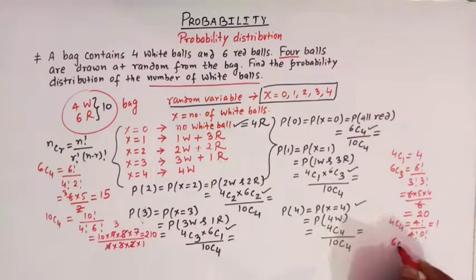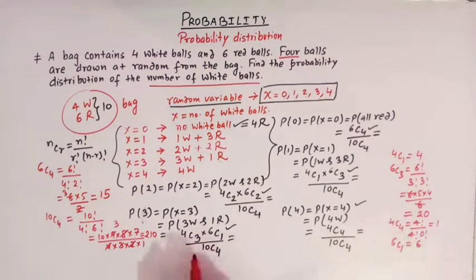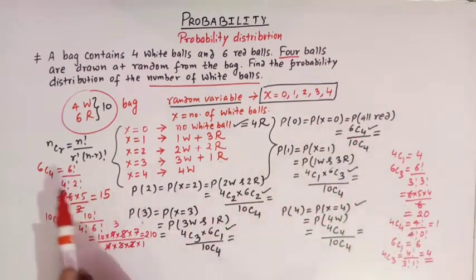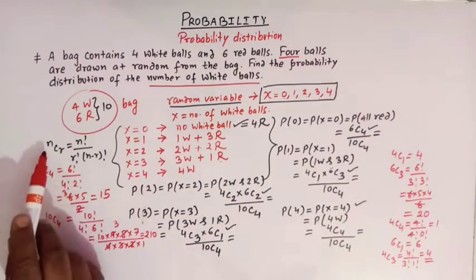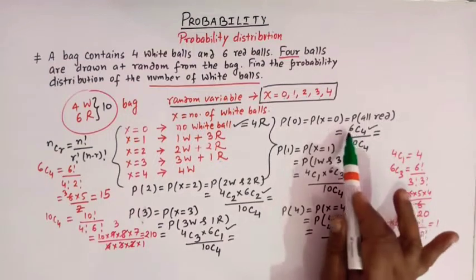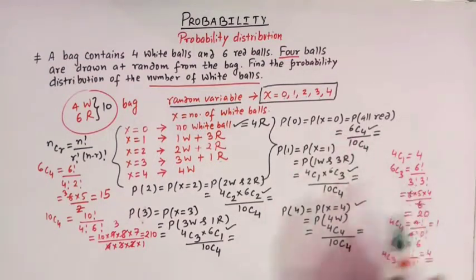And 6C1 is simply equal to 6, and 4C3 is equal to 4 factorial over 3 factorial times 4 minus 3, which is 1 factorial, so here we have 4, right? So this is how we solved these quantities, that is nCr. So now viewers, here we'll substitute the values.